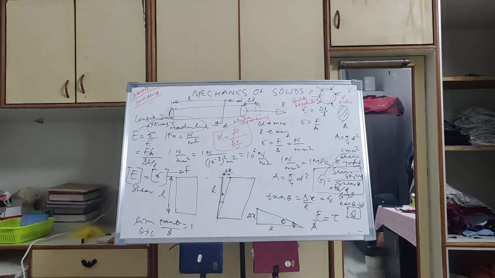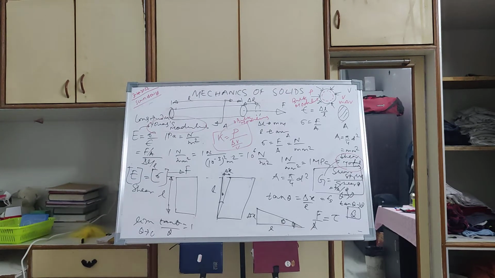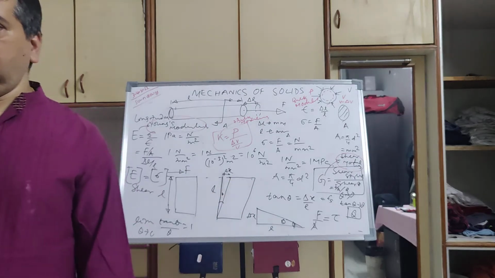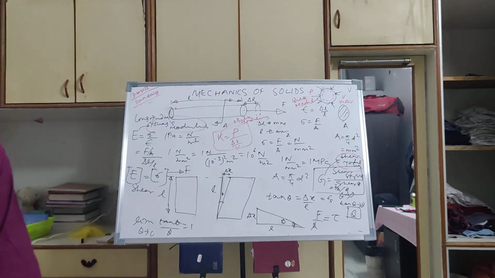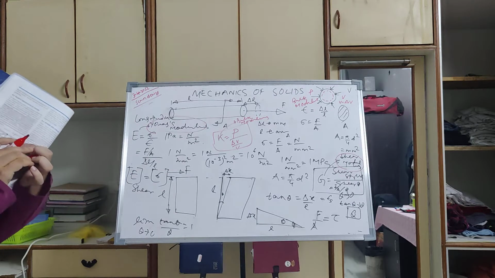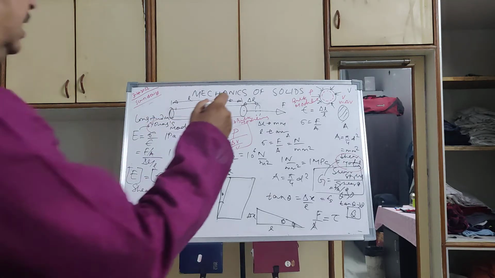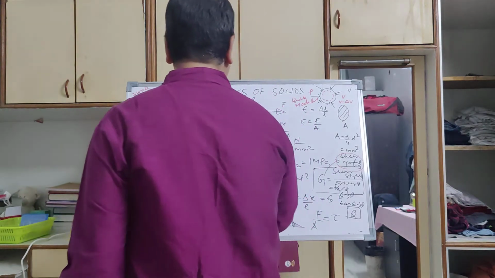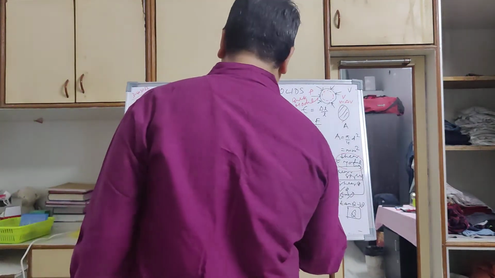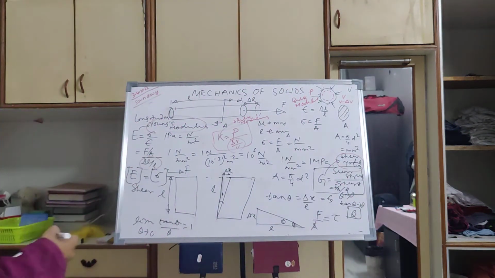The other one is your shear modulus, otherwise we call it the modulus of rigidity, which is shear stress by shear strain. Shear strain is nothing but an angle. Then bulk modulus is pressure applied divided by volumetric strain. This del V by V is called volumetric strain, this theta is called shear strain, and this delta L by L is called longitudinal strain.